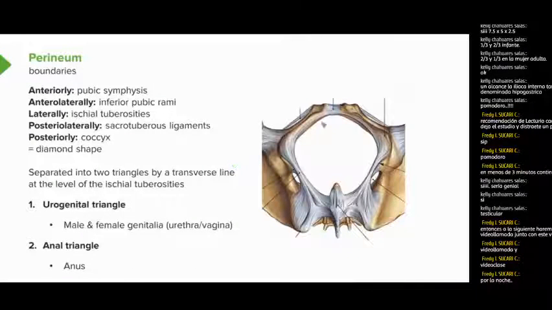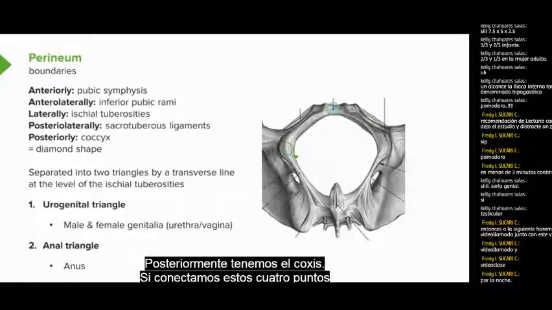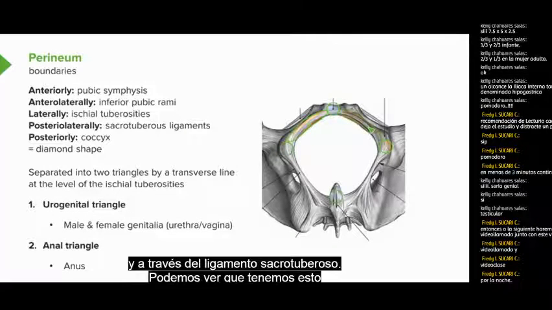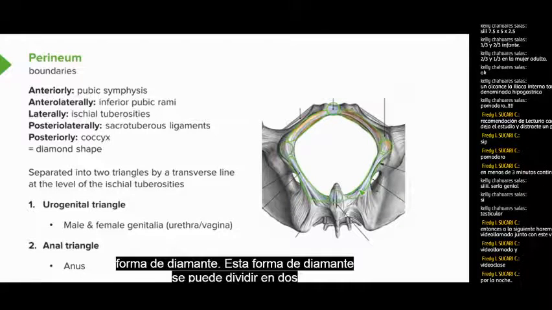Anteriorly, we have the pubic symphysis. Laterally, we have ischial tuberosities. Posteriorly, we have the coccyx. If we connect these four dots up via the inferior pubic rami and via the sacrotuberous ligament, we can see we have this diamond shape.